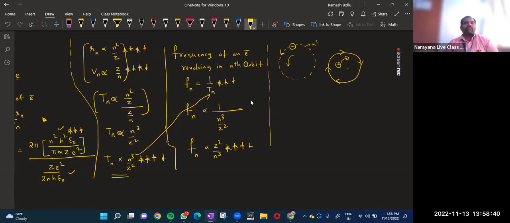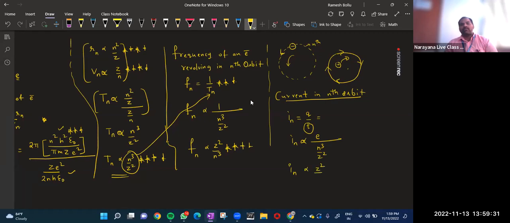Any electron revolving in the nth orbit, less or more, will contribute some current. So my question is, what is the current contributed in the nth orbit? What is the formula for current? Total charge by time taken. Only one electron is there, so the charge is e. What is the time taken to complete one revolution? Just now I found n cube by z square. I will use the proportional relation. So the current contributed by this electron in the nth orbit is proportional to z square by n cube.